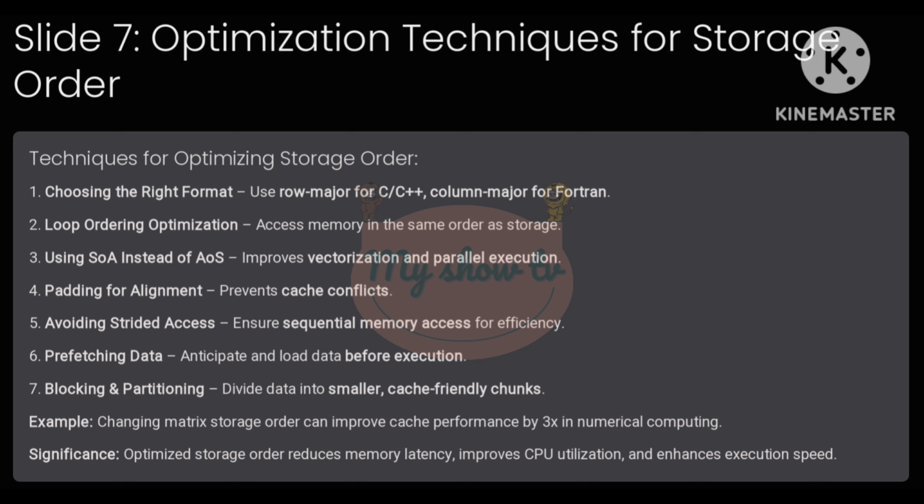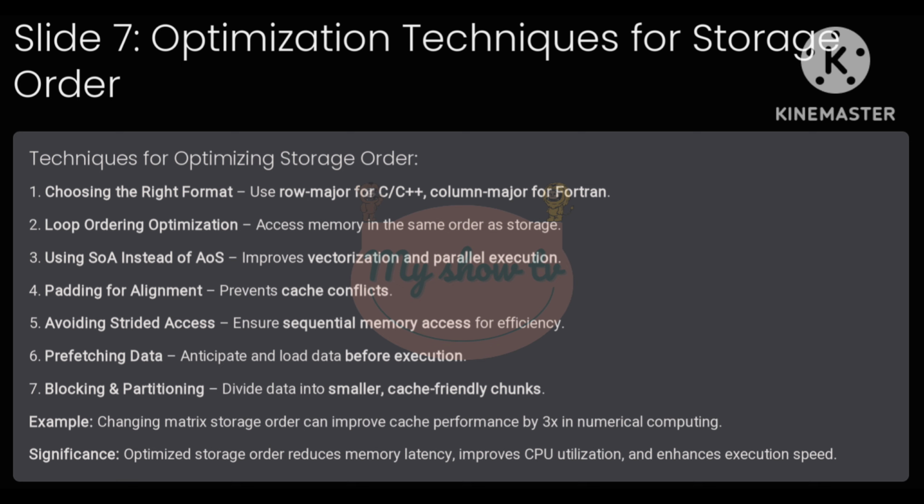3. Using structure of arrays, SOA, instead of array of structures, AOS. SOA stores each data attribute separately, enabling vectorized processing. Example: AI frameworks use SOA for efficient parallel execution. 4. Padding for alignment. Memory alignment prevents cache conflicts, improving retrieval speed. Adding extra padding bytes between data blocks optimizes access. 5. Avoiding strided access. Strided memory access, skipping elements, leads to poor cache utilization. Ensure continuous access patterns for maximum efficiency.